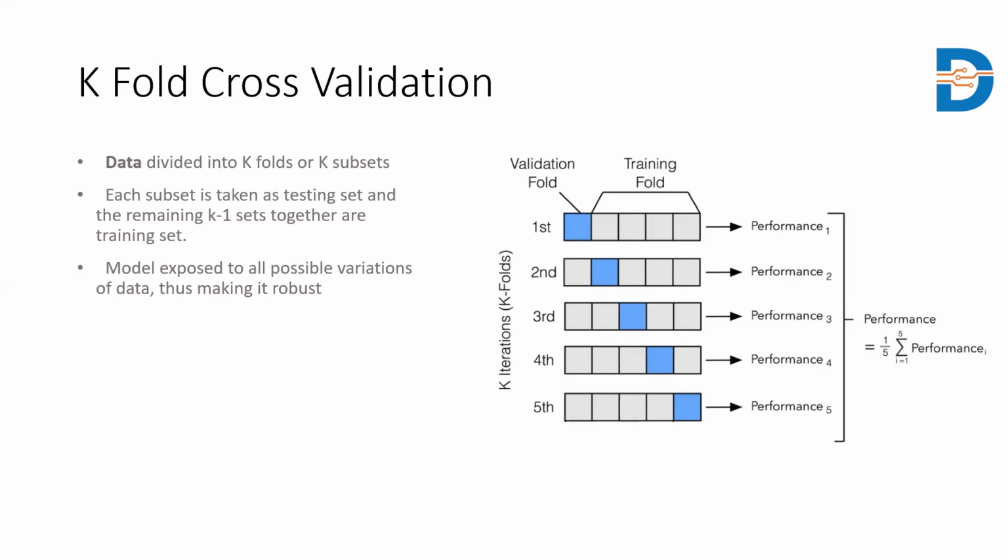Now here what happens is, in the first fold, the first set is taken as the validation fold and the remaining four are taken as the training fold. Like that we repeat over iterations, and the average performance of the model, as seen in the picture, is taken to put up as the performance of the entire model. Here the model is exposed to all variations of data, thus making it a robust model.